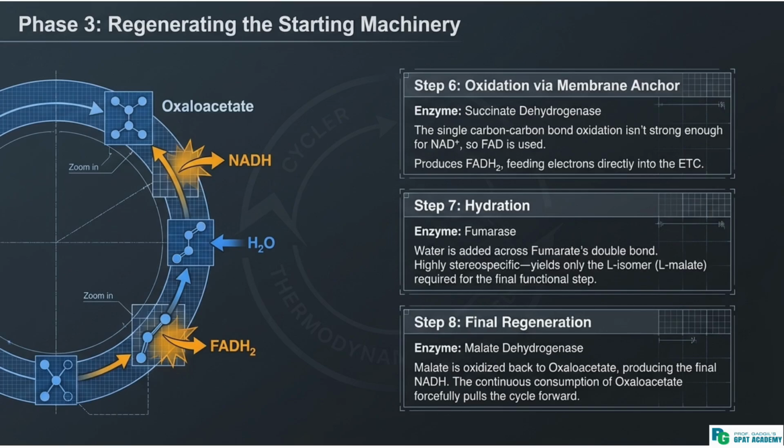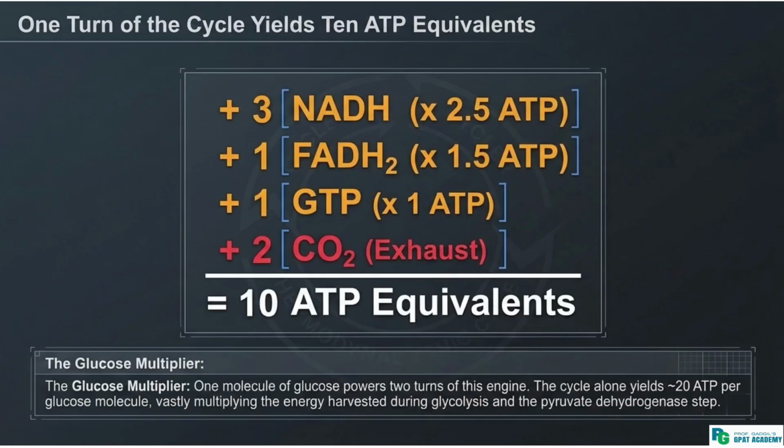The equilibrium of this reaction actually favors the malate. However, the cycle pulls it forward because oxaloacetate is continuously consumed by the citrate synthase and the NADH is reoxidized by the electron transport chain. Next, we will discuss the energy tally.